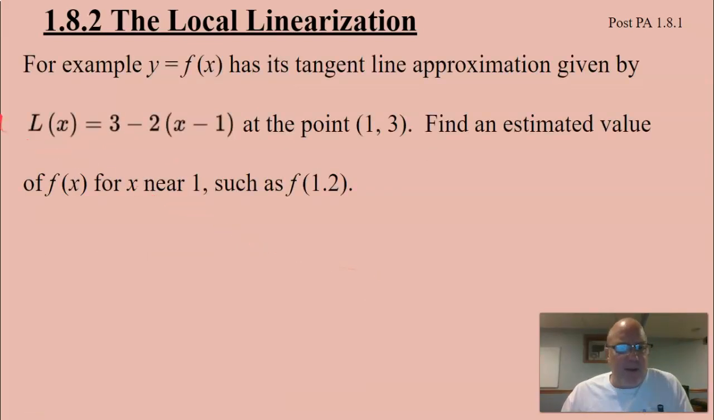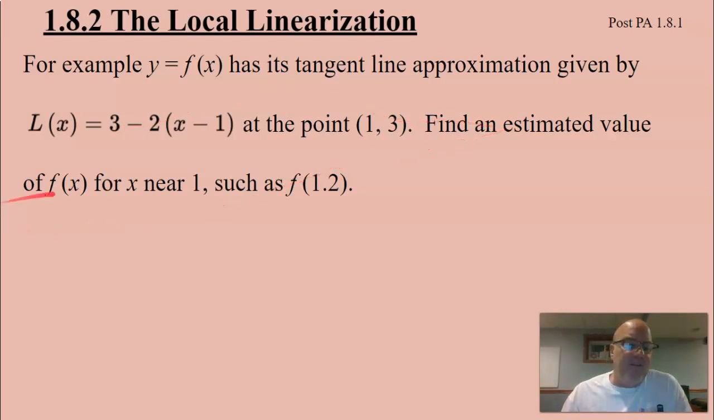All right, here's a quick example. Let's say f of x has its tangent line approximation given by this equation: L of x equals 3 minus 2 times x minus 1. Now, keep in mind that this is just basically point slope form. So the slope of the line is going to be -2. The point that it passes through is going to be 1 comma 3. Make sense of that before you go any further.